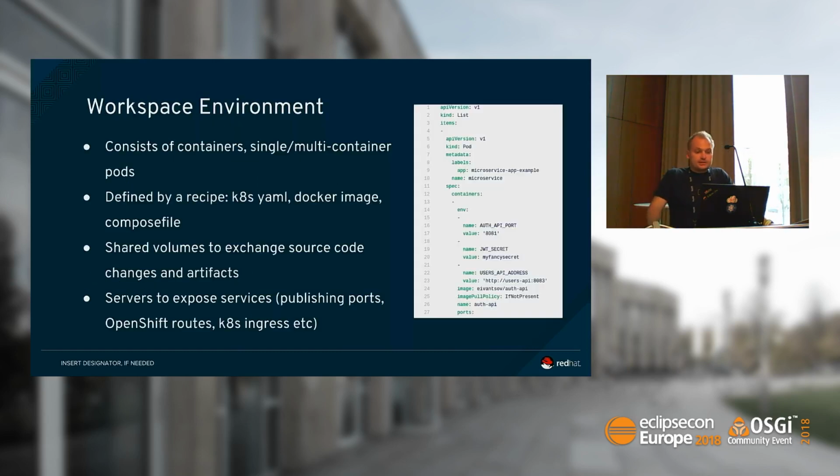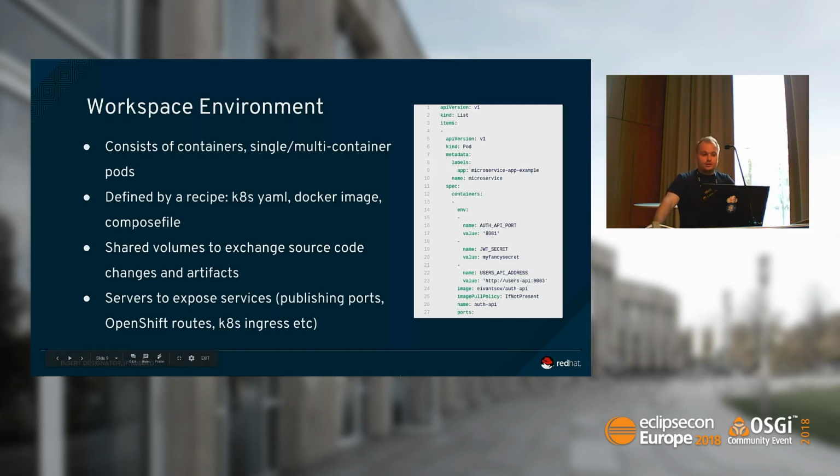Workspace environment, it consists of containers. It can be one single pod with one container, or one pod with multiple containers, or it can be multiple pods. Whatever makes sense for your particular project, for your application. If it's not okay to put all of the services into one pod, for example, there may be some port overlap, or you don't want them to share the same pod network, it can be different pods. It's defined by a Kubernetes YAML. It can be defined by a Docker image or a compose file, but Che focuses mainly on Kubernetes.